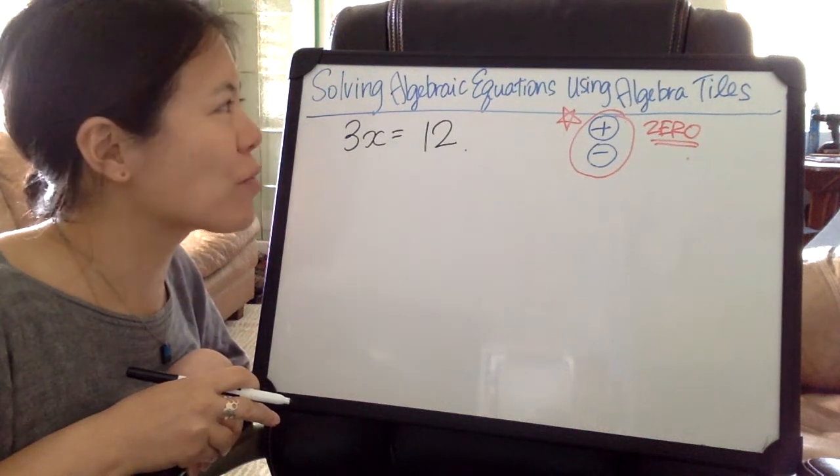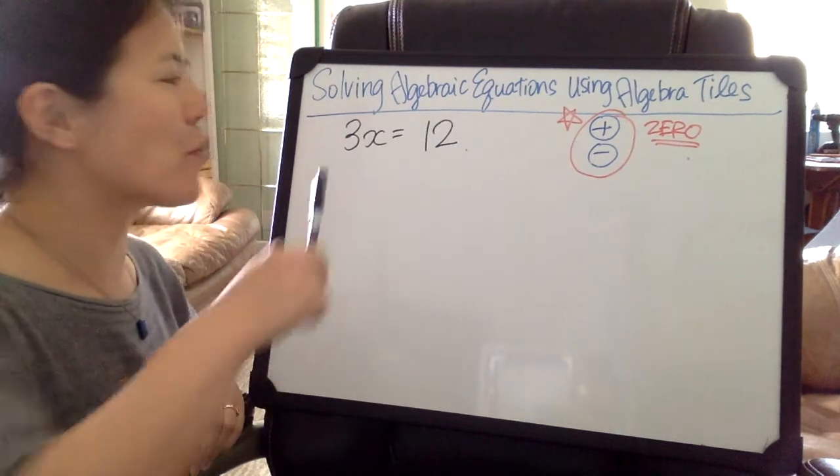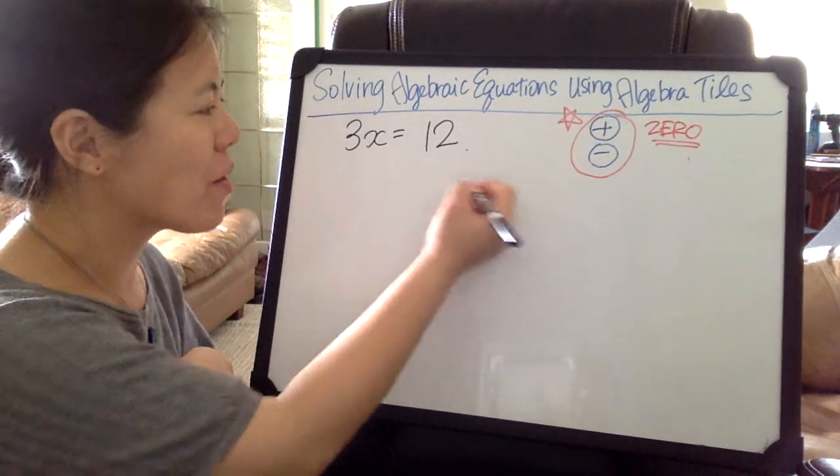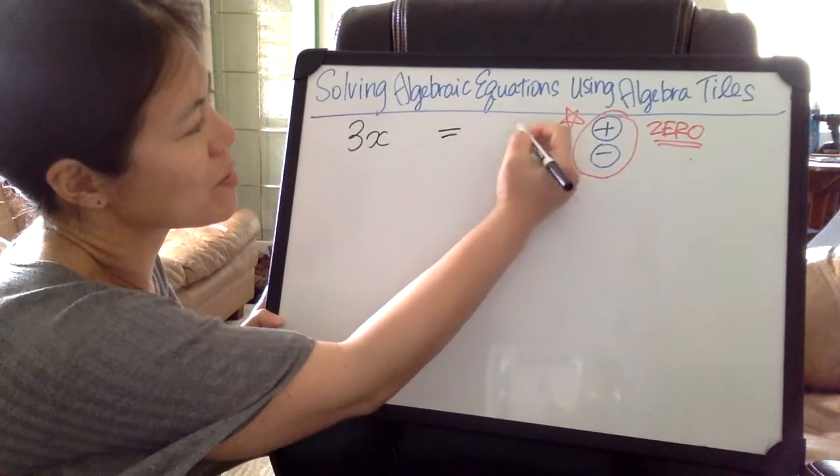Hi, continuing with solving algebraic equations using algebra tiles. So what about 3x equals 12? Once again, I'm going to give myself a little bit more space.